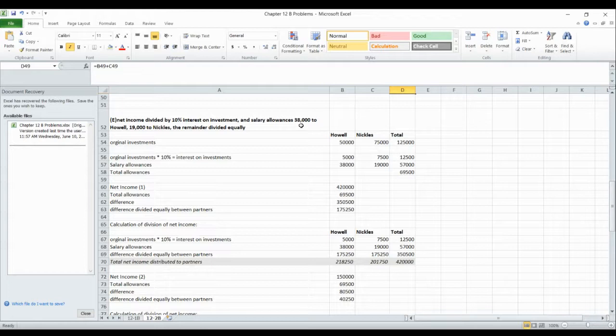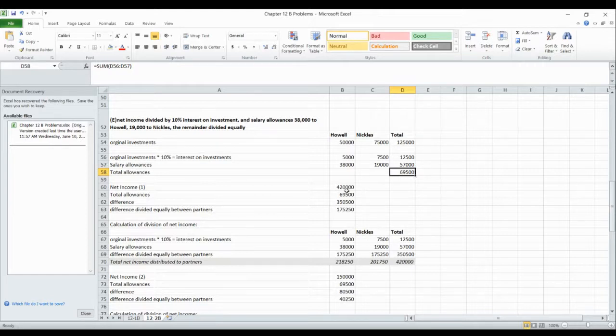Hal is going to get $38,000 and Nichols would get $19,000. So $38,000 and $19,000, I just recorded here. The next part is to find the total allowances so far. Right now, the total of the allowance on the interest off of the original investments was $12,500. The total of the salary allowances was $57,000 for both partners. You combine both of these together to find the total allowances.